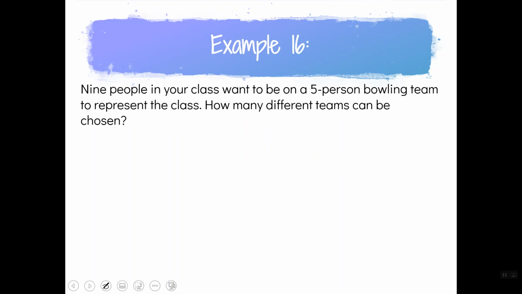And 16, 9 people in your class want to be on a 5-person bowling team to represent the class. How many different teams can be chosen? So we have 9 people to pick from, and we're choosing 5. 126.